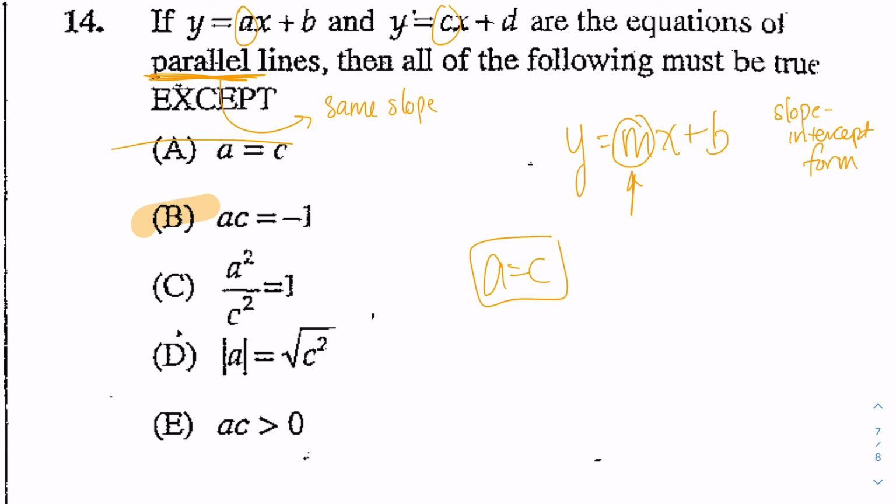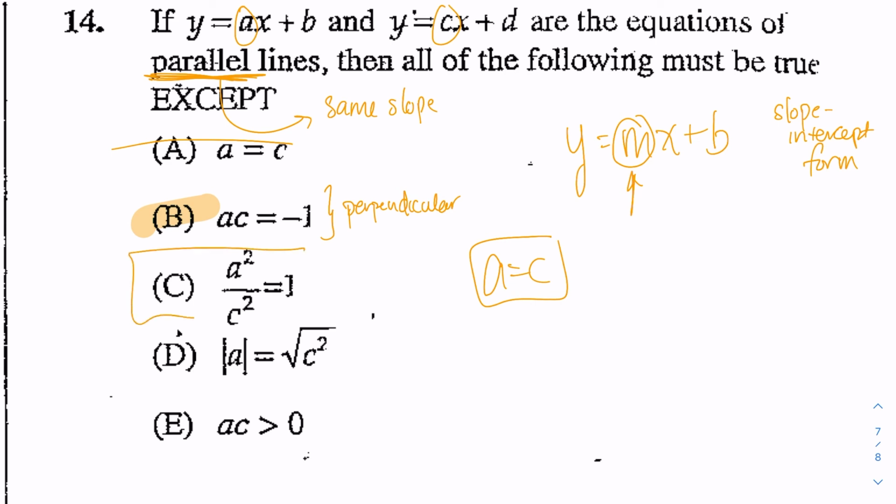Now if a is equal to c, we don't know if they're equal to -1. They actually can't be equal to -1. If the slopes multiply to form -1, that wouldn't mean that they are negative reciprocals. This would actually be true for perpendicular lines. So choice B is probably not true. But if you go through all the choices, A and C are the same.